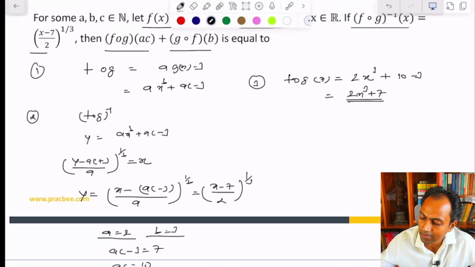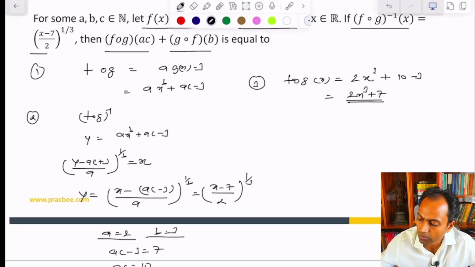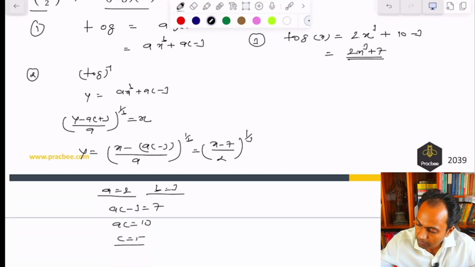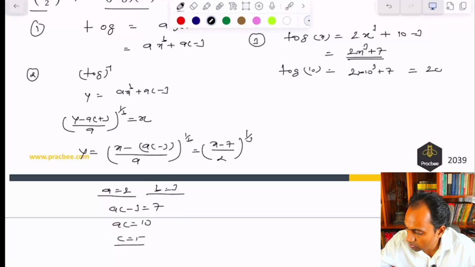Now what they are asking us is basically to find the value at AC. So the value of x is AC. AC is 10. So f of g of 10 would be 2 into 10 cube plus 7. So that is 2007.